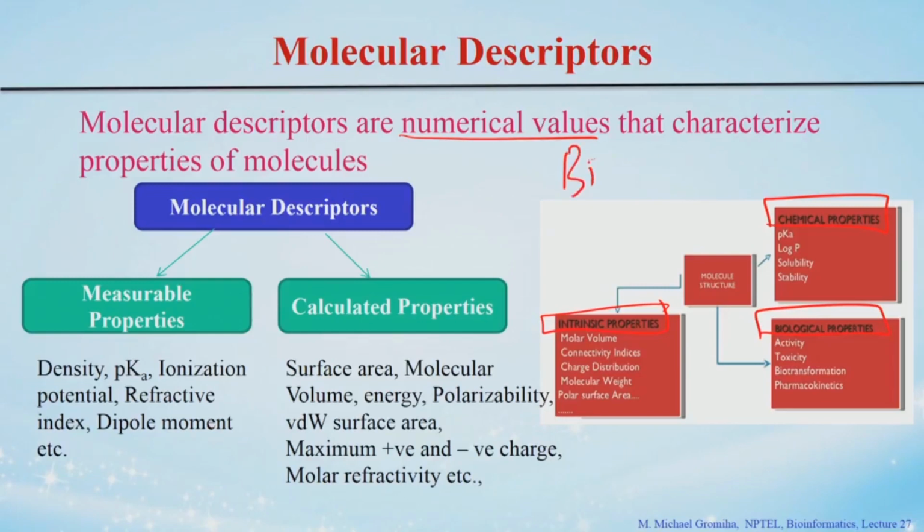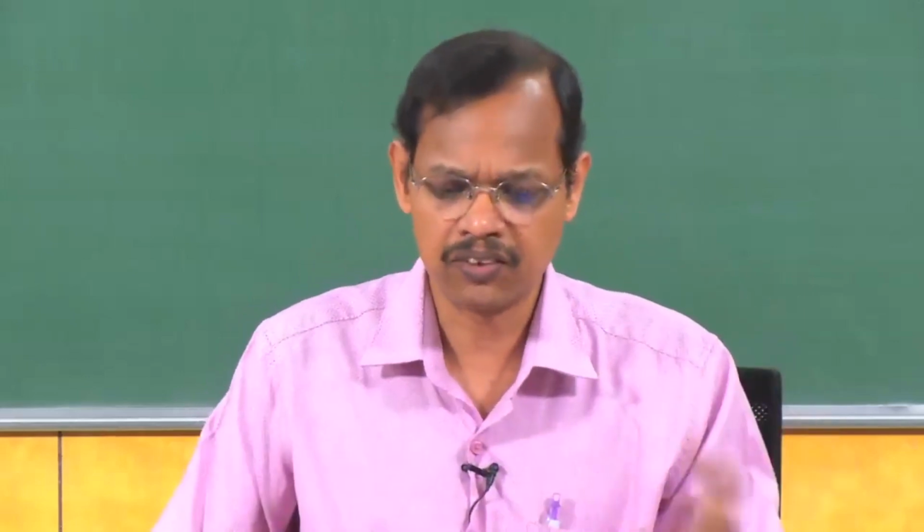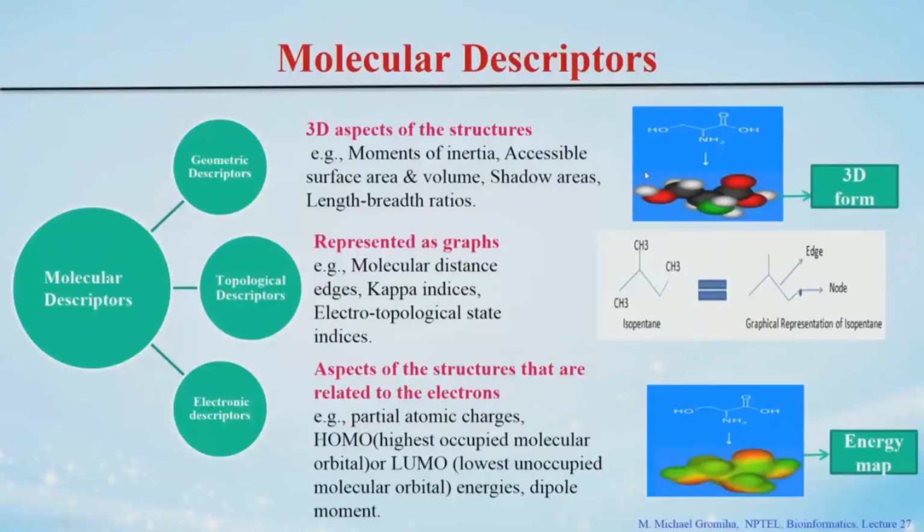So, you can have the biological, chemical and intrinsic properties. Then you can get some of the calculated properties and some of them we can have as measurable properties. Then we can see these descriptors in different groups, like geometric descriptors, topological descriptors or electronic descriptors.